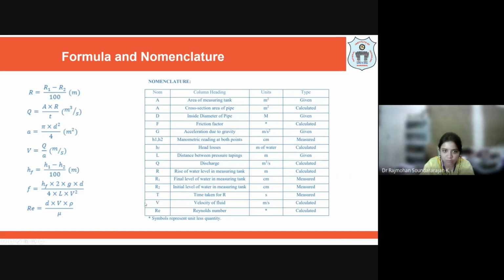So these are the nomenclatures which we'll be using. Make sure that you use the correct units for correct calculation. Some of these values are already given, some need to be calculated and some need to be measured.